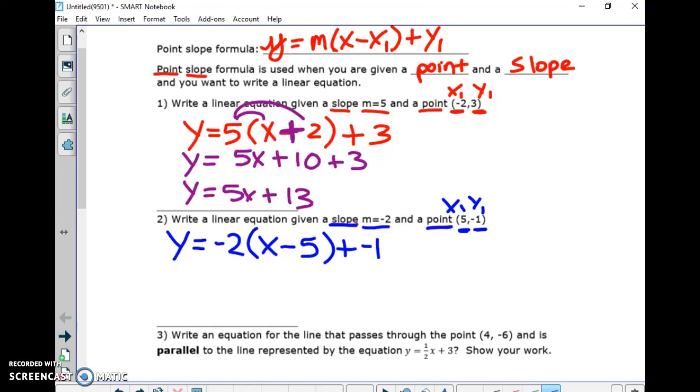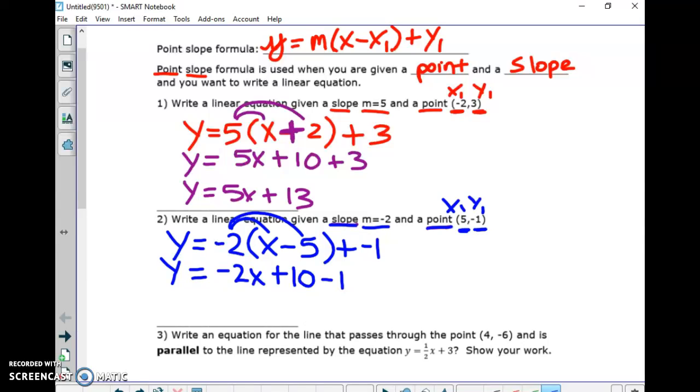And we're wide awake, and we're writing this down, please. So, remember, my next step up here on number 1 was to distribute. So negative 2 times x, negative 2x. Negative 2 times negative 5. Negative times negative, we get positive 10. And then bring down plus negative 1. Or you could write it as just minus 1. It means the same thing. And bring down your y equals.